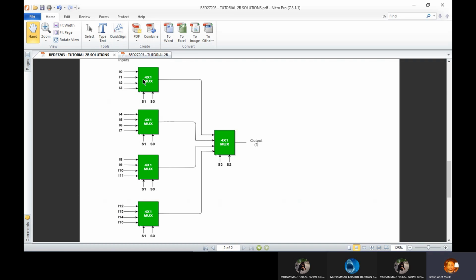Okay, so dekat sini kita ada 16 input lah, 16 to 1 mux. And then kita kena make sure each of the output of these 4 parallel 4 to 1 mux to be the input of the series 4 to 1 mux. Okay, so ini input mux yang pertama, ini yang kedua, ini yang ketiga, ini yang keempat. Then you have the output for the whole mux. Okay, for the 16 to 1 mux.